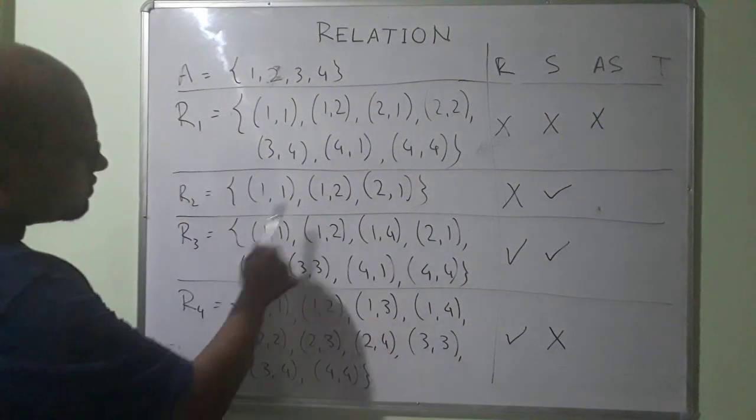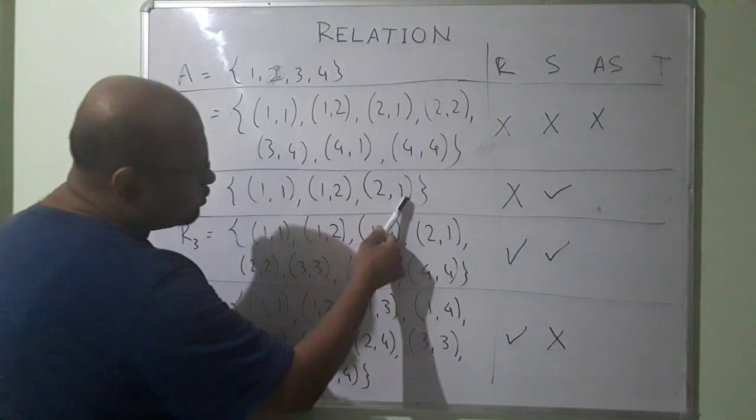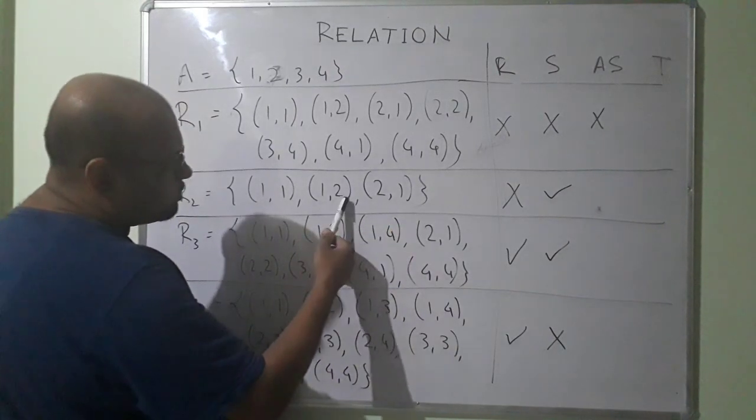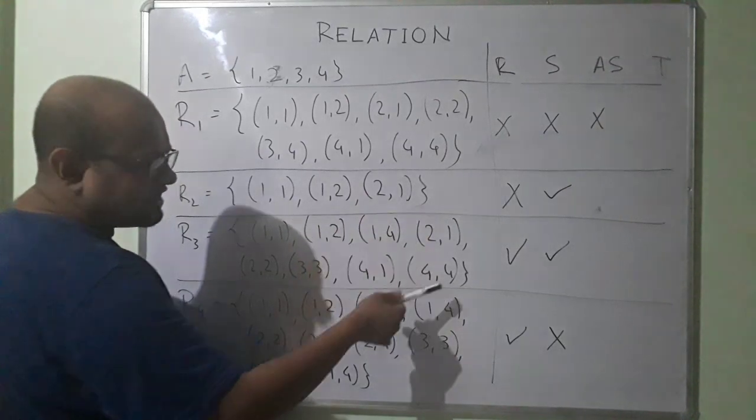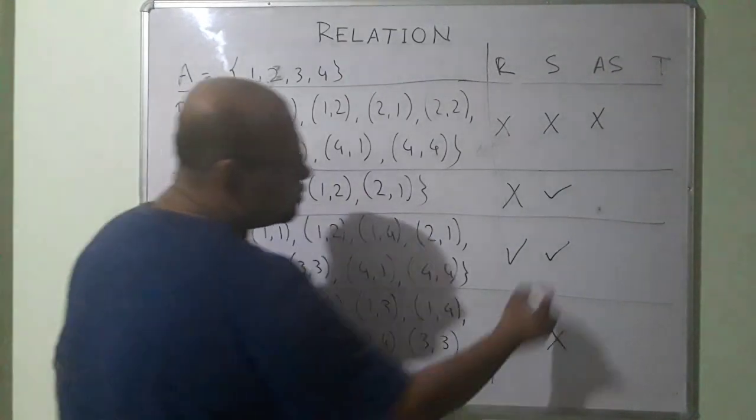Okay, let us look here. This 1 2 is there, 2 1 is also there. So 1 2 is there, 2 1 is there. Is 1 equal to 2? AB is there, BA is there. Is A equal to B? Is 1 equal to 2? No.